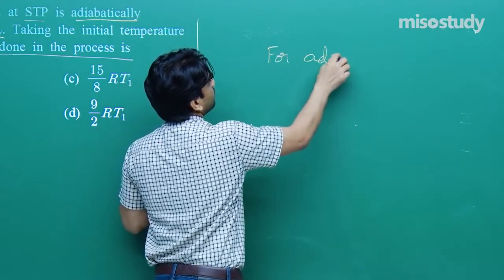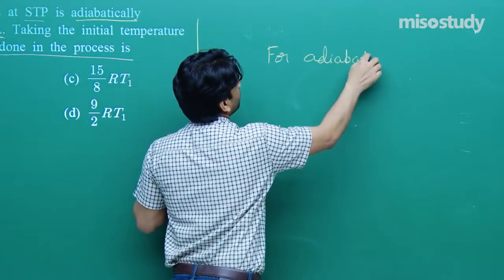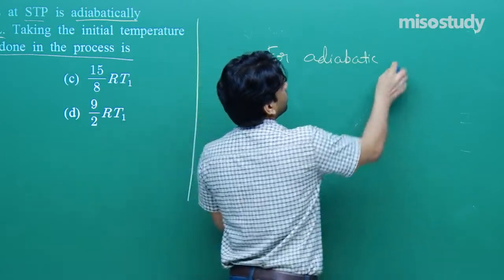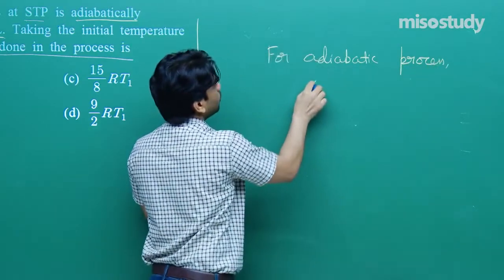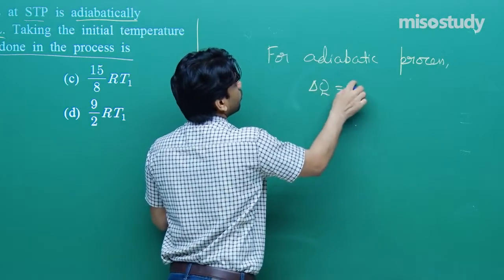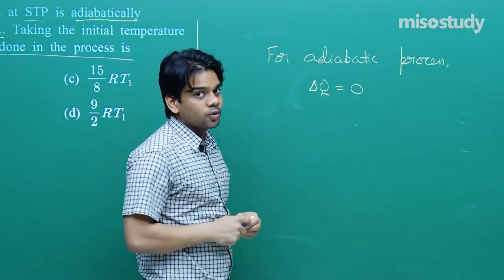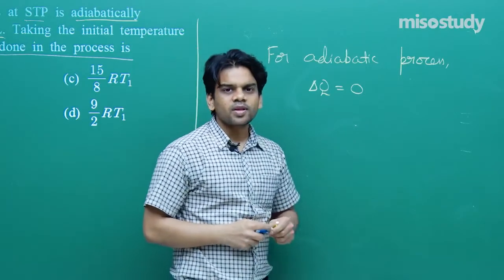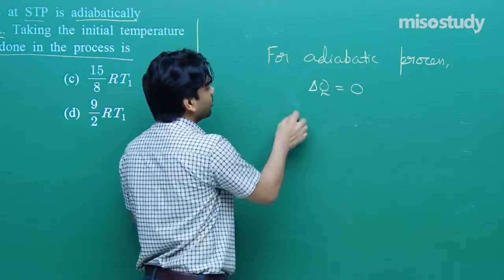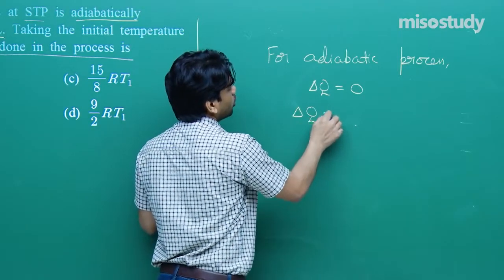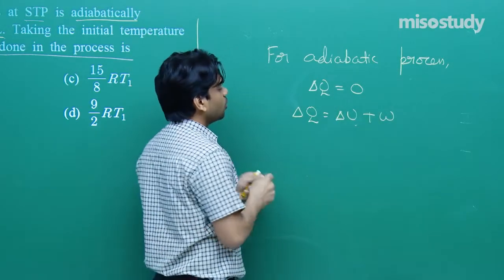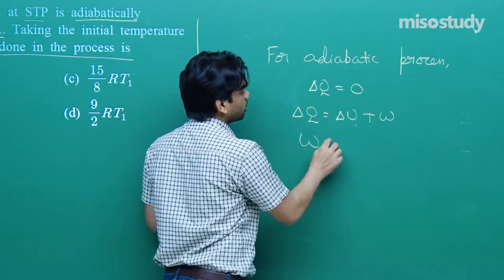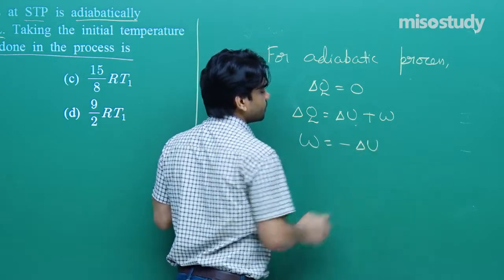For adiabatic process, we know that delta Q is equal to 0. This is what we know. Next, you see that we can use the first law of thermodynamics equation, because that will also hold: delta Q is equal to delta U plus W. If this is 0, we will get W is equal to minus delta U.